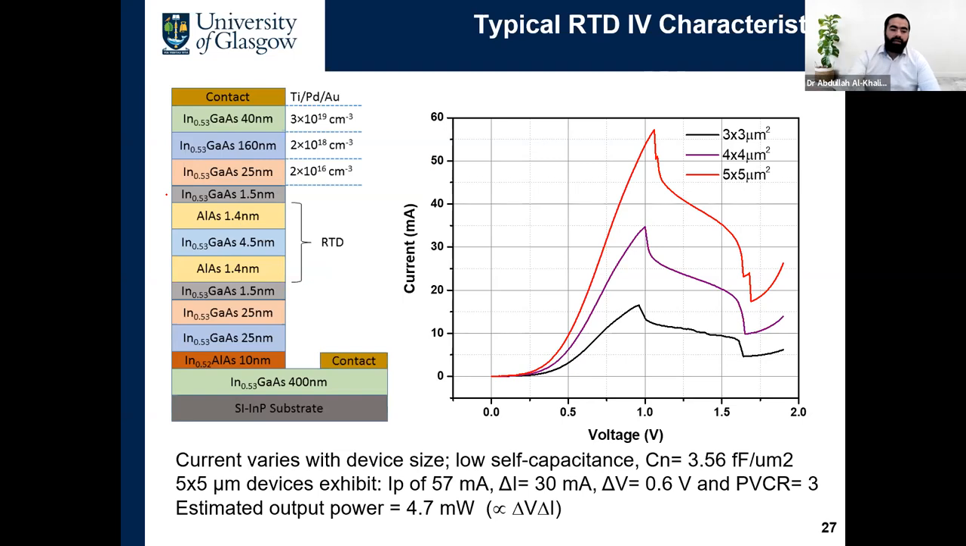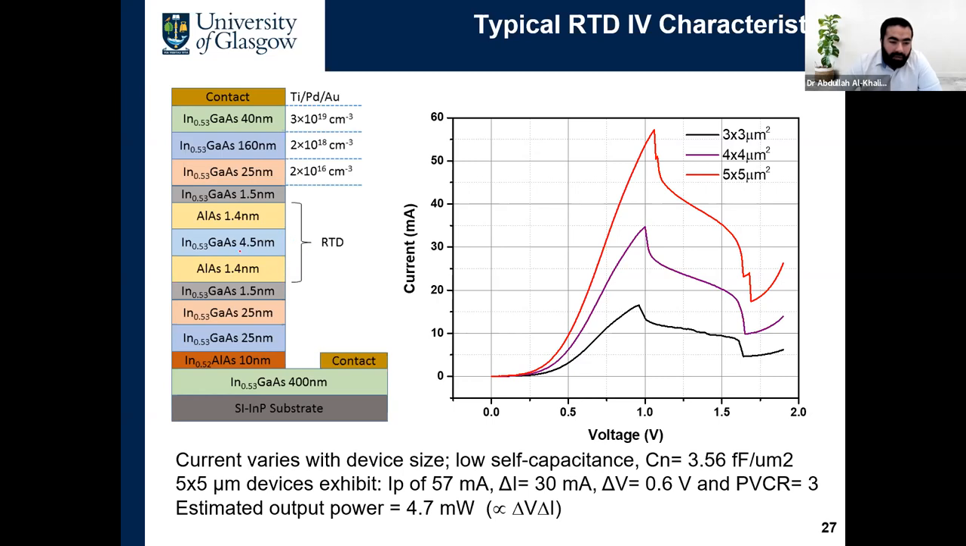Here is an example structure that we use in Glasgow. We used this one to generate the highest power reported to date using a single device. This is an indium phosphide substrate. Here we have a stack of InGaAs layers. What is important is the heart of the RTD, these two yellow layers, which are the barriers. We have 1.4 nanometer aluminum barriers on each side.